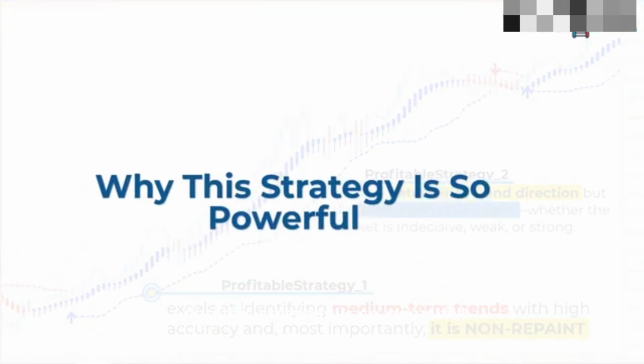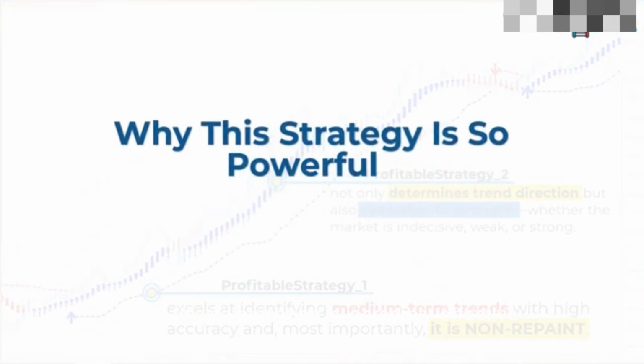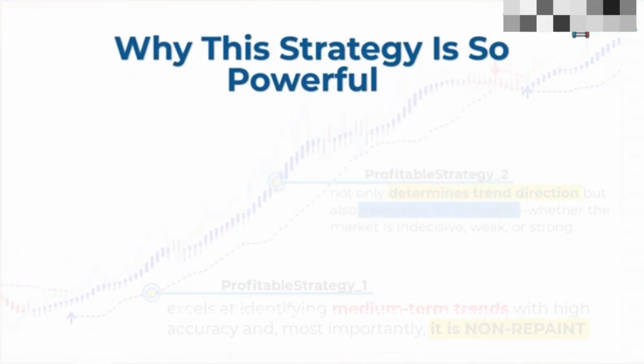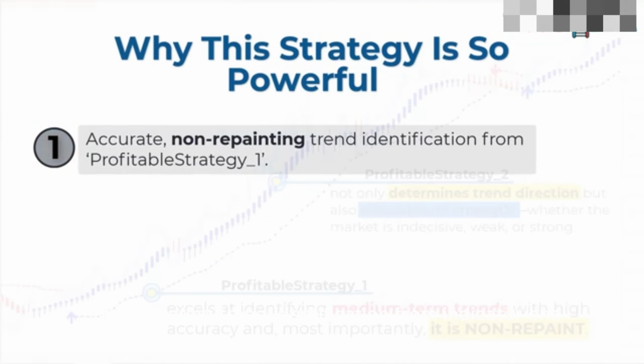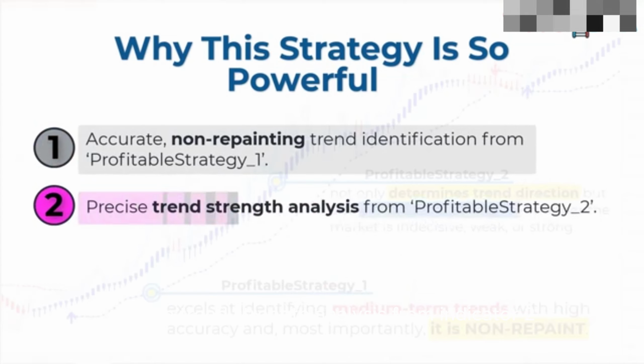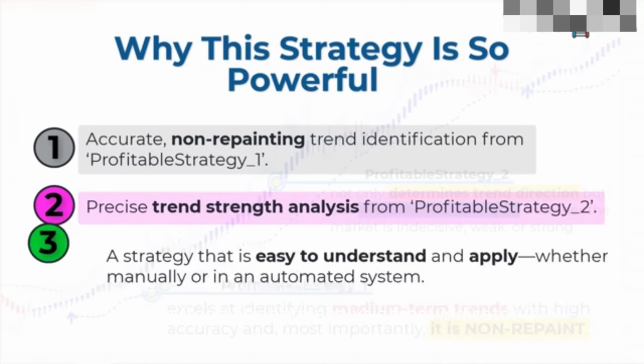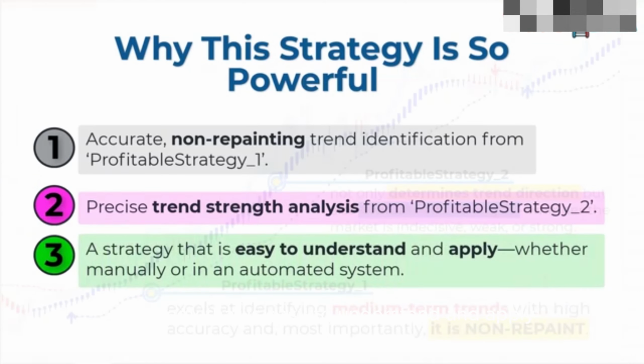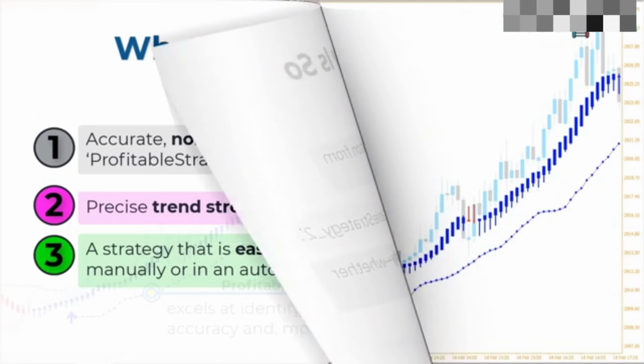Why this strategy is so powerful. Now you can see why I say this combination is incredibly effective. You get accurate, non-repainting trend identification from indicator 1, precise trend strength analysis from indicator 2, and a strategy that is easy to understand and apply, whether manually or in an automated system. This is a highly reliable trading strategy that can significantly improve your market timing and decision-making. Once you master this, you'll be trading with confidence, using tools that actually work.